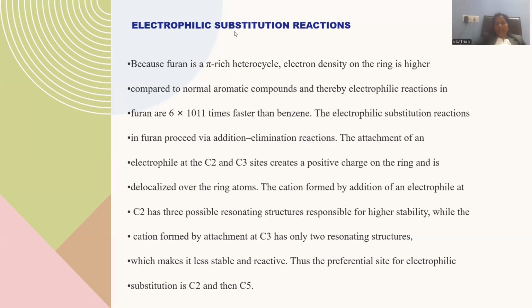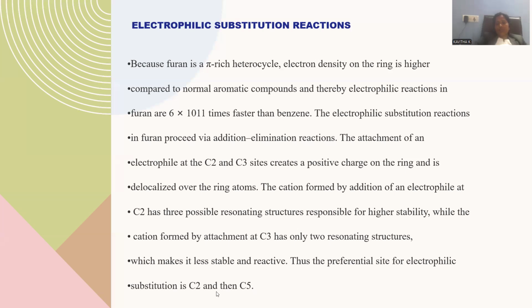They proceed with electrophilic substitution via an addition-elimination reaction. A sigma complex will be generated, and canonical structures will be generated; the more resonance contributors, the more stability. This is how C2 and C3 compete in electrophilic substitution. But C2 is the more favorable position, with higher stability, more canonical structures, and higher electron density at the C2 carbon over C3. That's the reason why the C2 and C5 positions are more favorable and susceptible to electrophilic substitution.